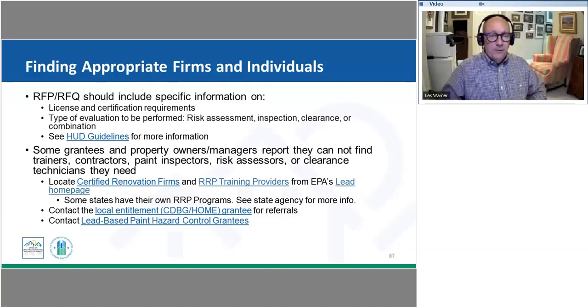Another source on that, we've mentioned lead-based paint hazard control grantees. These are folks that are receiving funding from HUD's Office of Healthy Homes to do lead hazard control work. And so those recipients are going to have programs up and running, be aware of folks that are certified in their area, and they might also be a good contact for you.